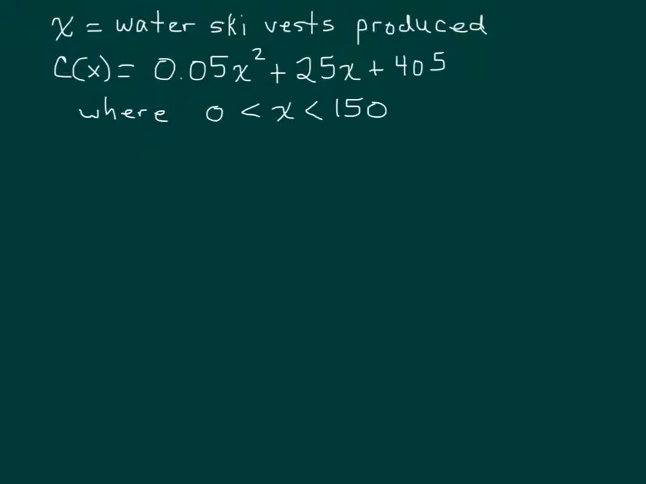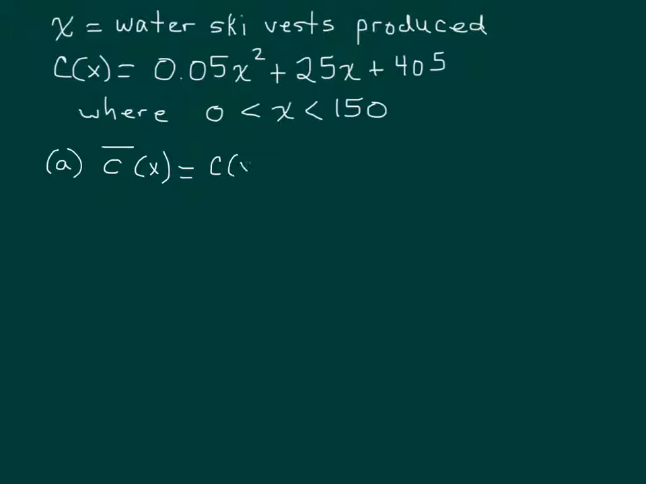Okay, you're given a problem about the production of water ski vests, and they give you the cost function as well as a domain where x is the number of water ski vests produced, so it has to be between 0 and 150.